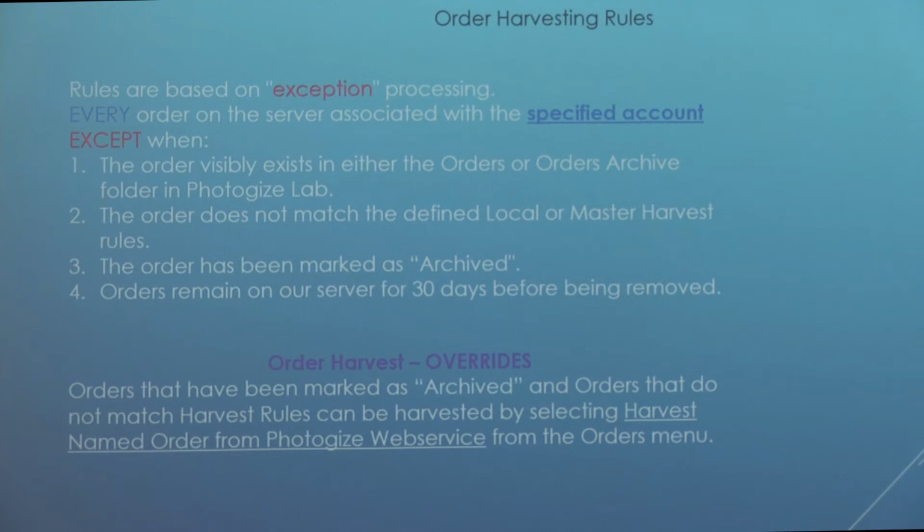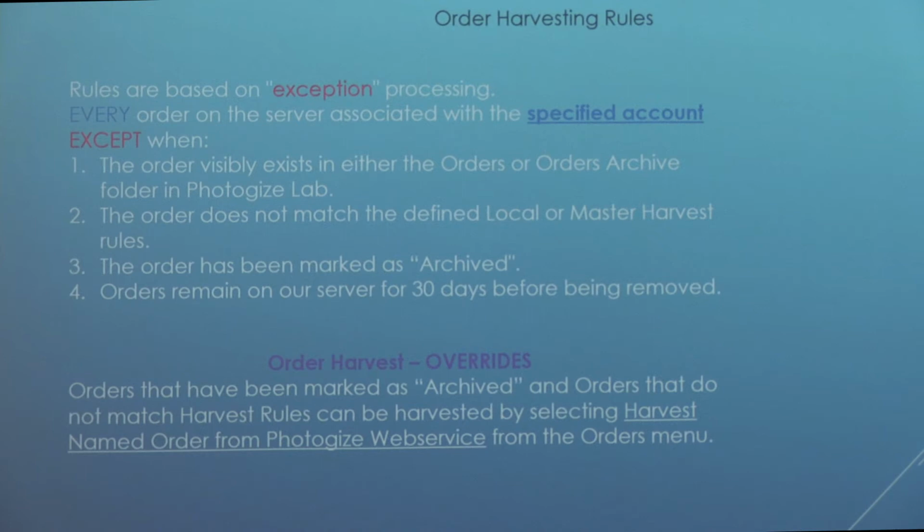I want to go over the order harvesting rules. I think it's critical that you understand this. The rules are based on exception processing. What I mean by that is every order on the server associated with the specified account, that's your graphics 383, if I remember right. So when it goes to harvest, it goes out to our server and says, okay, give me all the orders for graphics 383. And every order will be harvested except, and that's the exception processing.